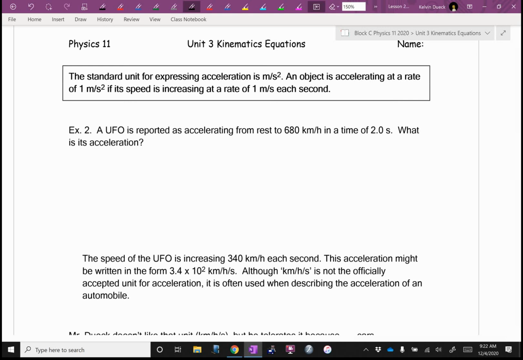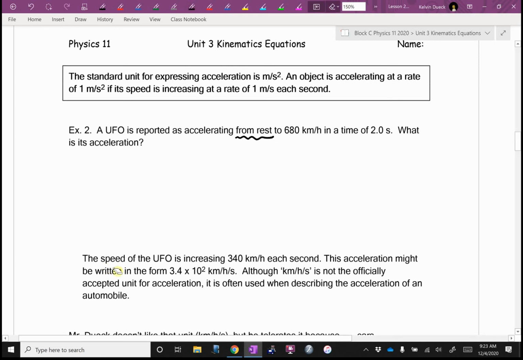A UFO is reported as accelerating from rest to 680 kilometers per hour in a time of 2 seconds. What's its acceleration? Put your pencils down, look up. What's yucky about this question? Yeah. Units. Okay? There is a slightly accepted version of acceleration that measures kilometers per hour per second.